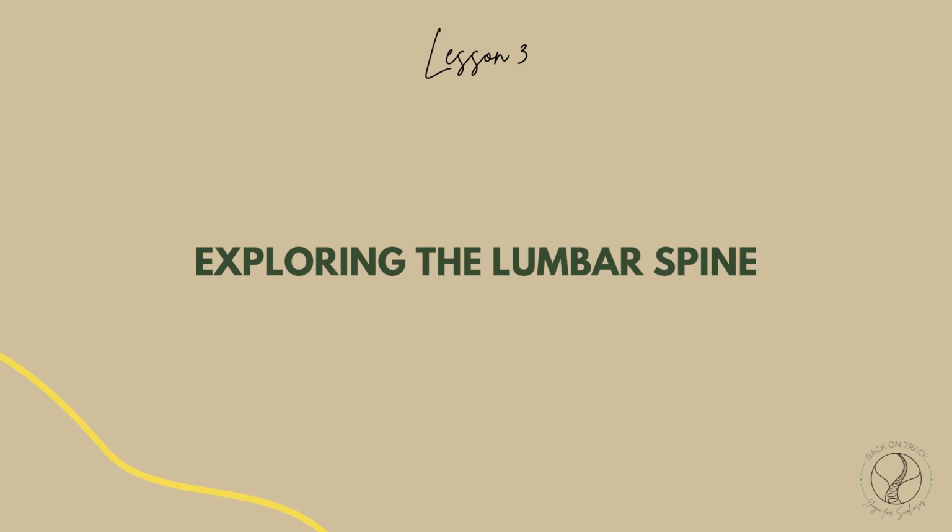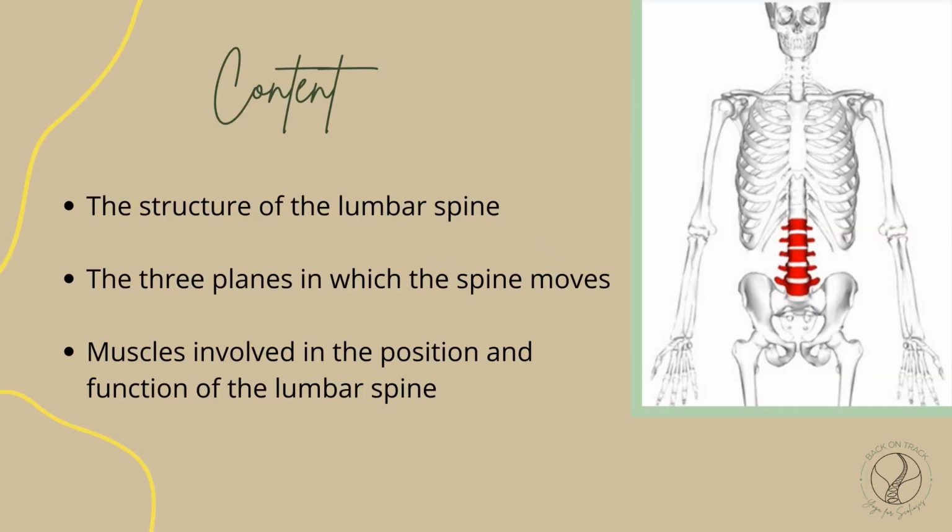Welcome to our third lesson, focusing on exploring the lumbar spine. In this lesson, we will look at the lumbar spine, its structure, its movements, and the muscles involved in that part of the spine and the scoliotic curve. This is particularly relevant for you if you have a lumbar curve or a thoracolumbar curve, but if you don't have a lumbar scoliosis, I still recommend you watch this video because there are various principles that can be useful for you.